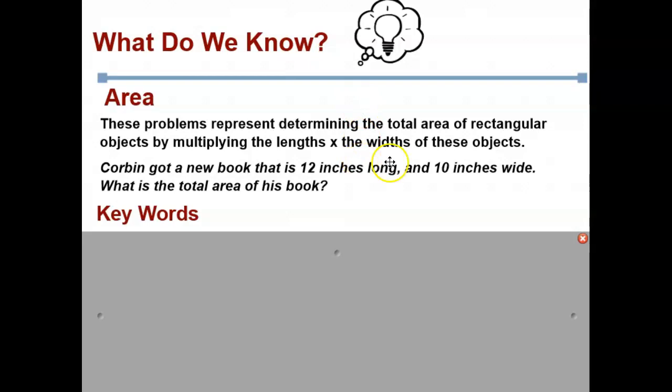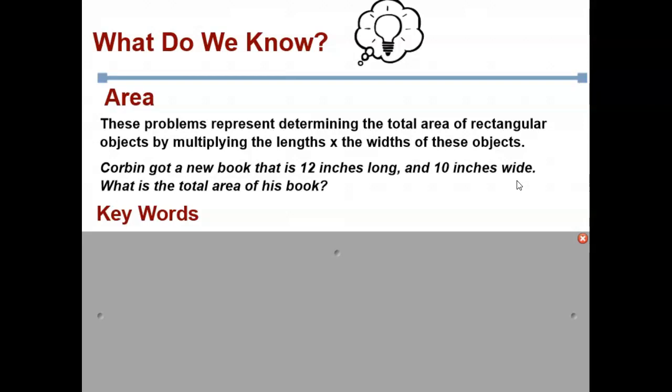So I know that it said 12 inches long. The word long tells me the length of his new book. It also says that it was 10 inches wide. Well, it's telling me that the unit is inches, and it's also telling me the width. So it's 12 inches long and 10 inches wide. So long and wide are the key words that tell me it has to do with measuring the amount of space covered by a rectangle.